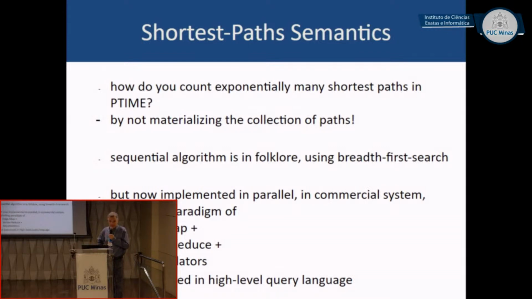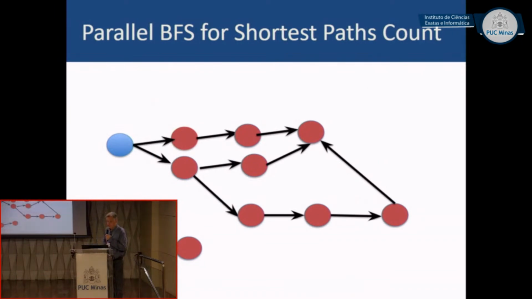This is actually a sequential algorithm that has been known long ago. This is folklore. It resides on using a breadth-first search to the graph. However, it's the first time that we see it now implemented in parallel in a commercial system, exploiting the low-level paradigm that I introduced of edge map vertex reduced based on accumulators. Moreover, it is expressible in a high-level query language. So let's consider as an example this graph. Let's say that I start from the blue-colored source.